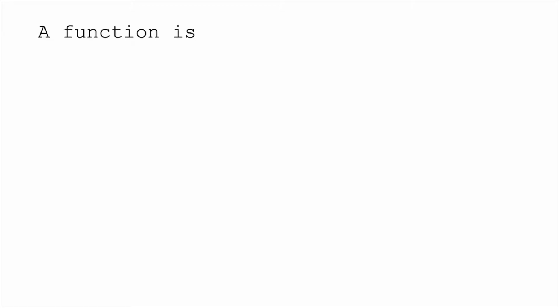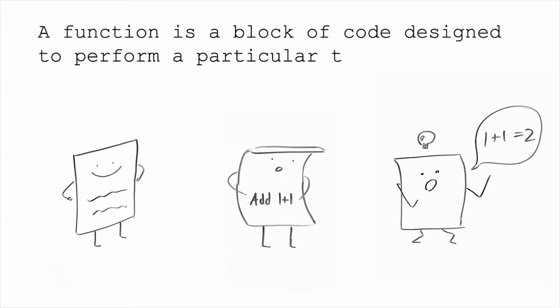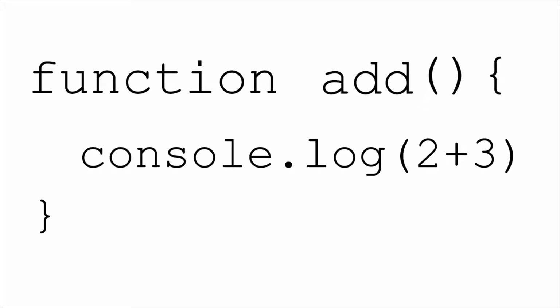A function is a block of code designed to perform a particular task. Here we've got an example of a simple function named add that prints the sum of 2 and 3. To define a function, we need to start by using the keyword function. This tells JavaScript to interpret the following code as part of our function definition.